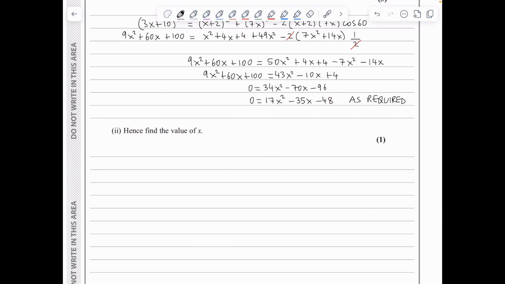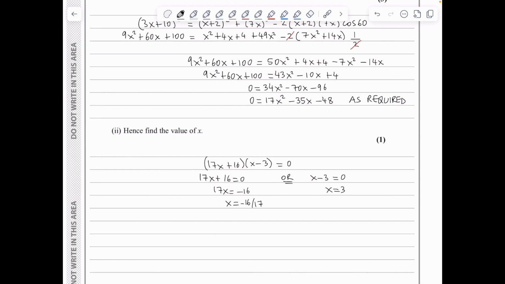In part ii, we are asked to hence find the value of x, so essentially we need to solve the quadratic equation here. I can use my calculator. The question is not asking for me to show all the working, so I could just run this on the calculator, or I can factorize this. It actually factorizes into 17x plus 16 times x minus 3 being 0. So we either have 17x plus 16 is 0 or x minus 3 is equal to 0. So we're looking at 17x being negative 16, which means that x is minus 16 over 17, or x is 3.